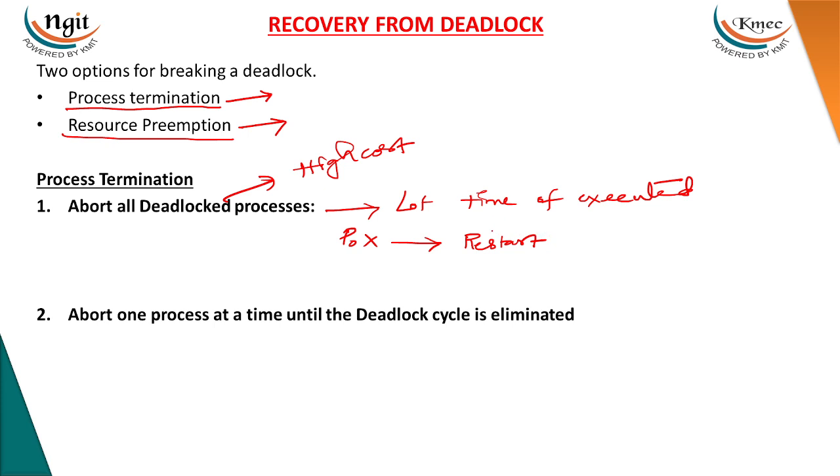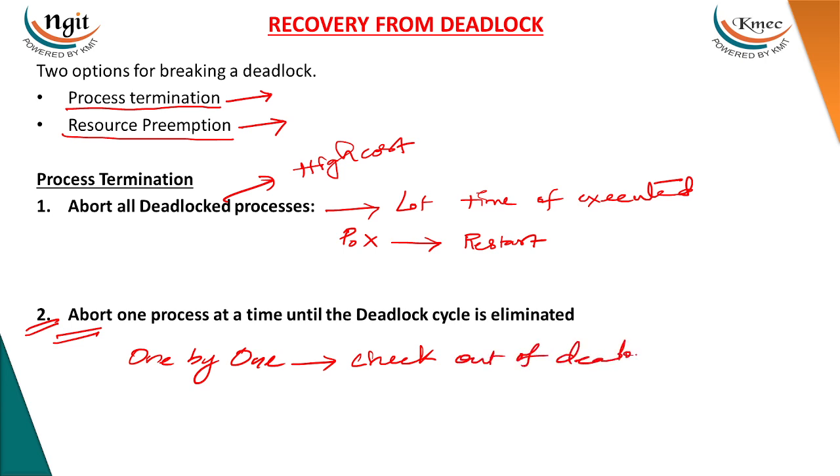So the best option for process termination is, instead of aborting all the processes at the same time, we abort them one by one and check whether the system is out of deadlock or not. Suppose px, py, pz, three processes are causing the deadlock. First you terminate process px.